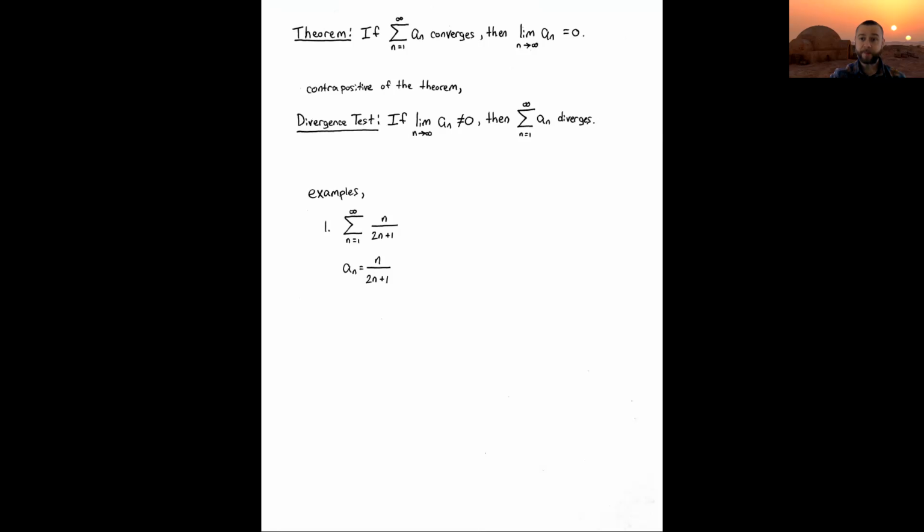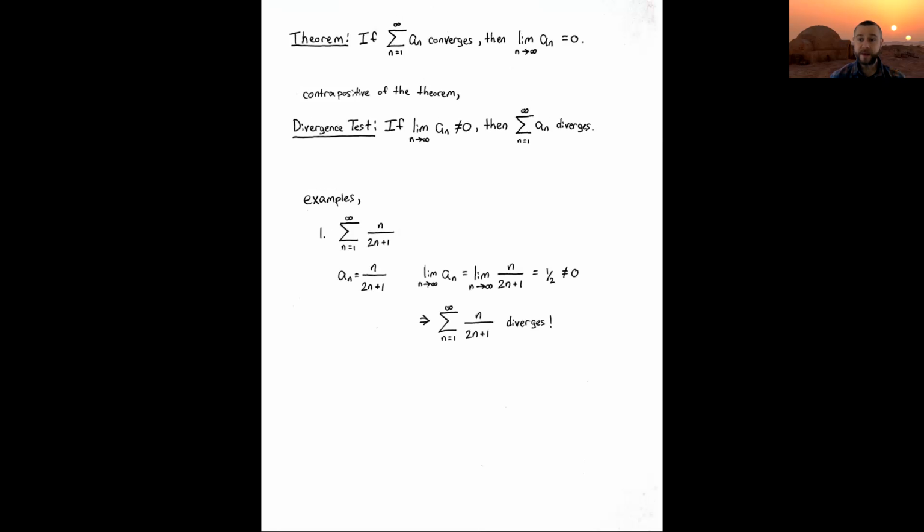Let's take a look at some examples. This is a really quick, nice test to apply to an infinite series to determine if it converges or diverges. We're going to see that in some following examples. So let's say for our first example, the term a sub n is given by n divided by 2n plus 1. What the divergence test wants us to look at is the limit of the term.